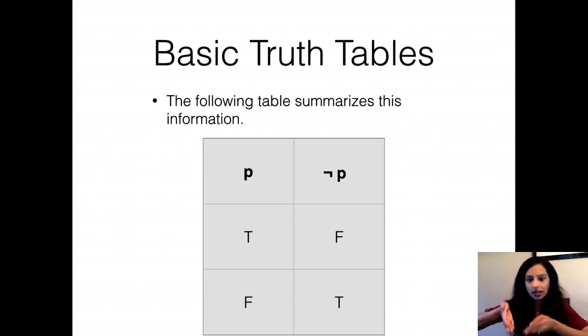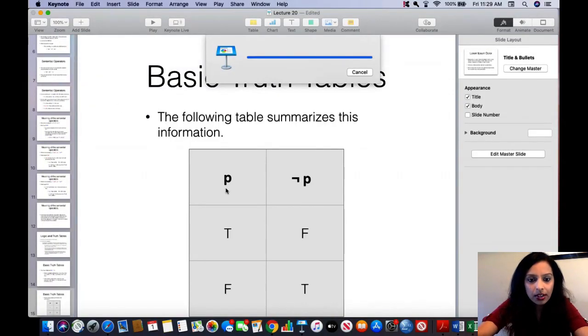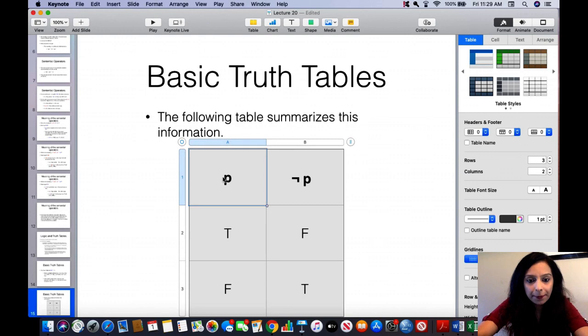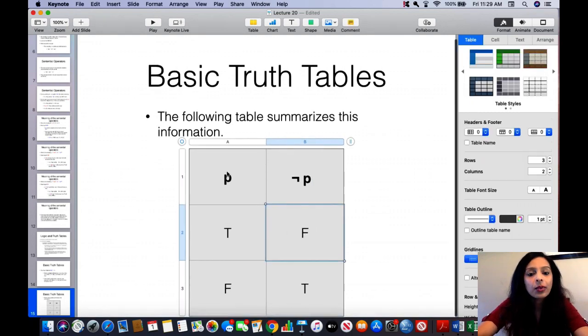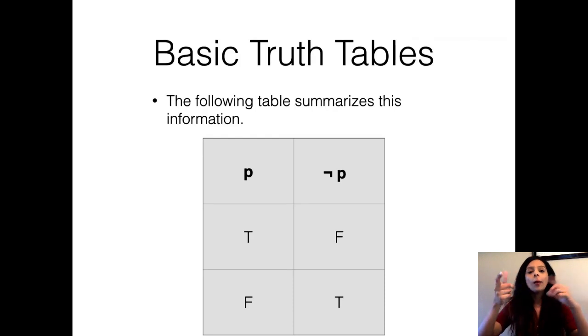We draw two columns, right? There's a column for P, the proposition, and a column for the negative proposition, which is negation of P. When P is true, this is how you read the truth table, right? So when P, your proposition, is true, the negation of P is false. And when P is false, then negation of P is true. So you always get the opposite truth value. If P is true, negation of P is false, and if P is false, negation of P is true.